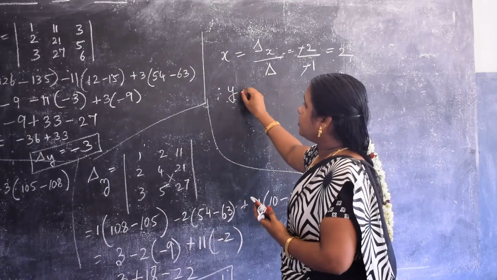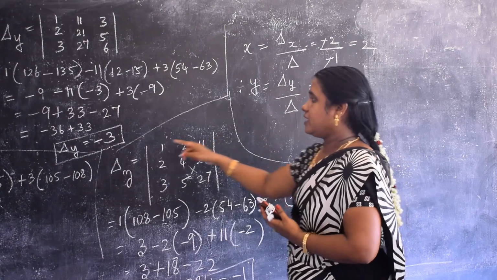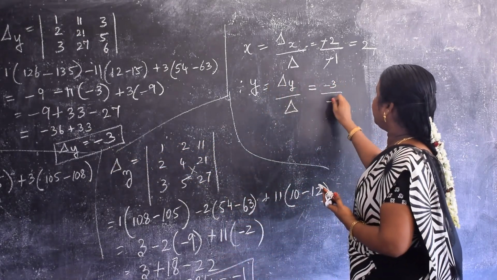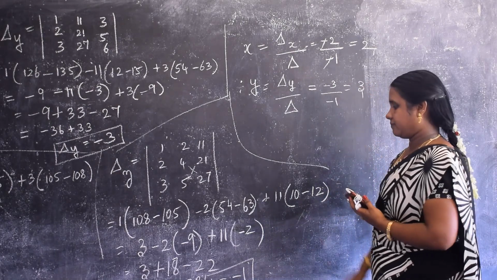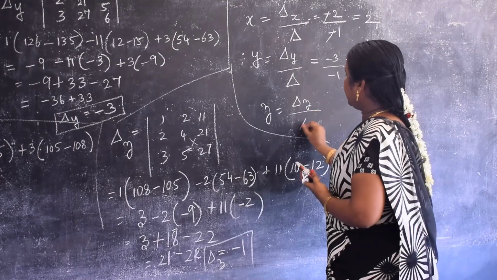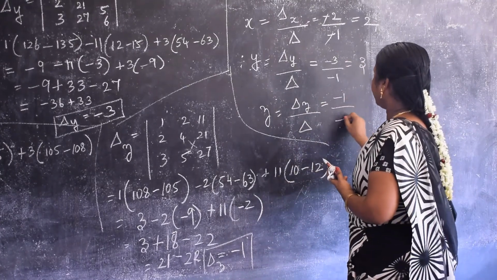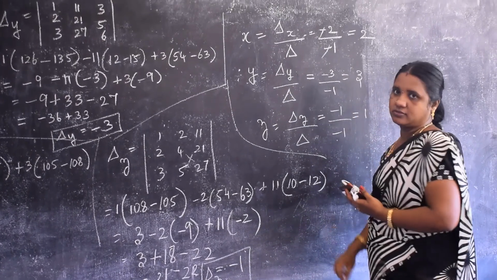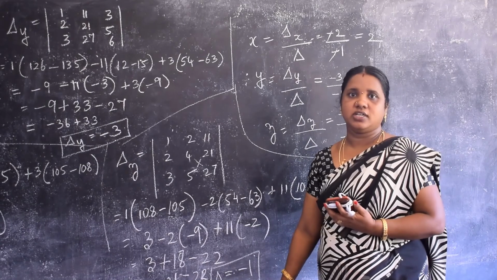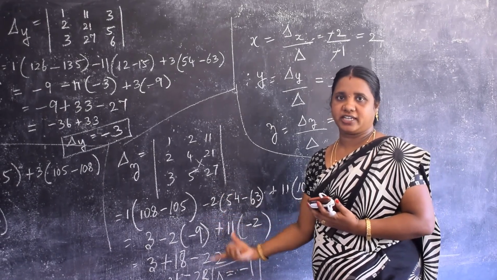What is our y value? Delta y divided by delta. What is our delta y value here? Minus 3. Minus 3 divided by minus 1, so the answer is 3. What is our z value? Delta z by delta. Delta z value is minus 1 divided by minus 1. Answer is 1. At last I found the values of x, y and z. Have you understood? Like this you have to solve the 4th and 6th problems. Do it and come. Thank you.